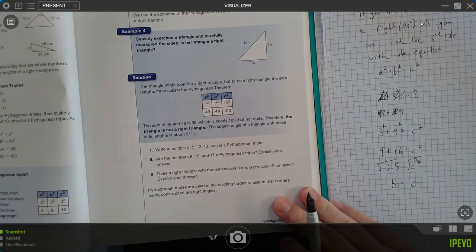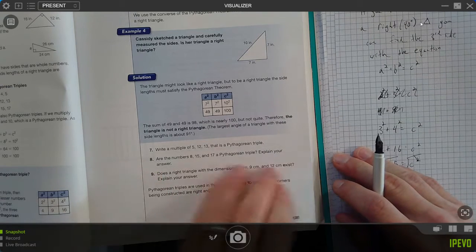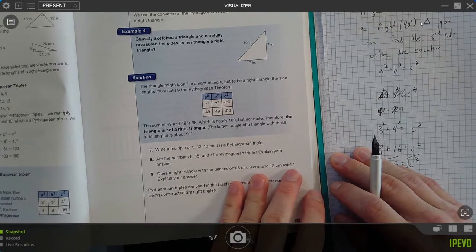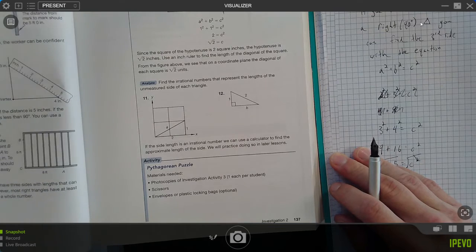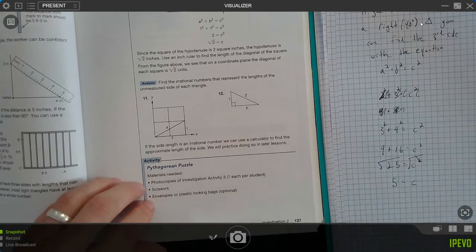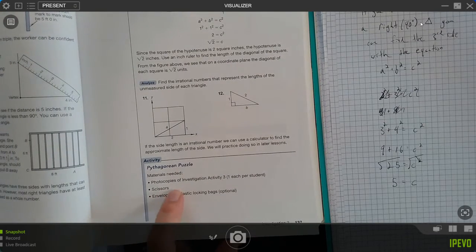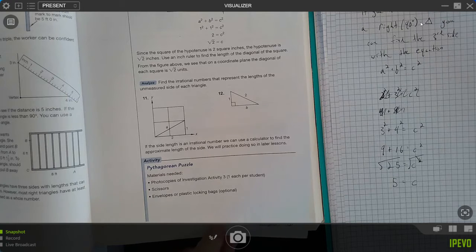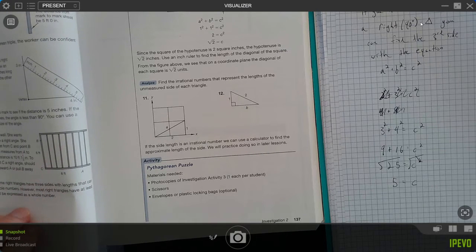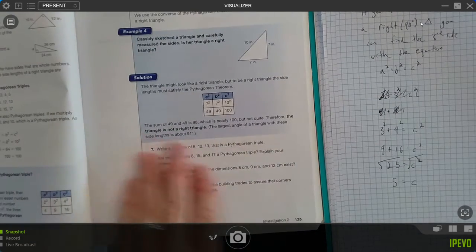I want you guys to go through this. I want you to just go through 1 through 12. Okay. Don't worry about doing the Pythagorean puzzle. Okay. So just do 1 through 12.